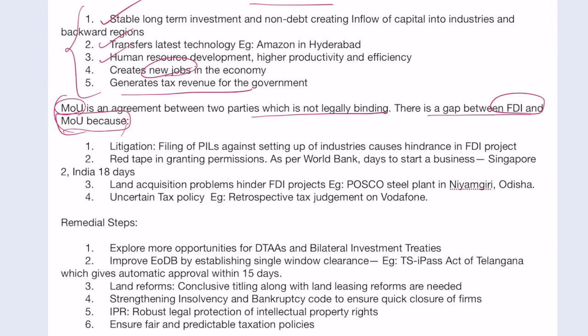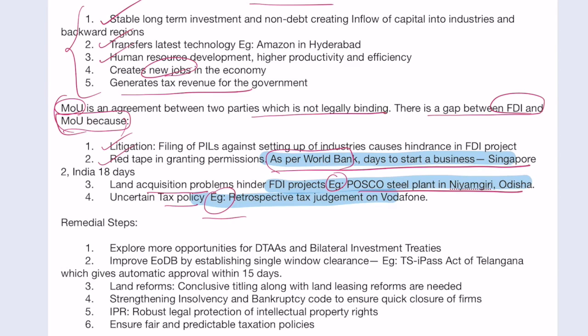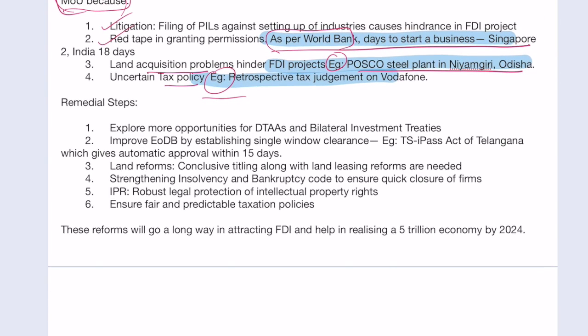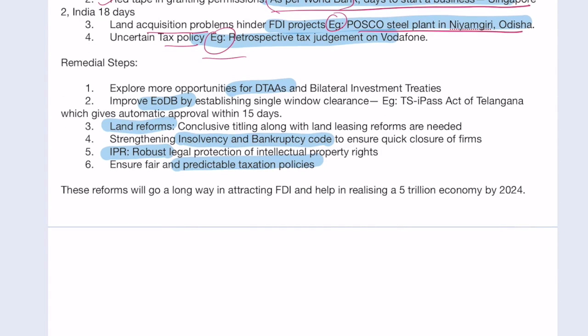So here we discuss various reasons such as litigation, red tape, along with particular statistics and World Bank reports, land acquisition problem, uncertain tax policies. So please keep a note of how we mention a lot of examples and reports to make your answer practical and relevant. And then we move on to the remedial steps that we should take, where we write about IPR policies, land reforms, DTAs, ease of doing business, certainty in taxation, insolvency and bankruptcy code, etc., etc., to make it broad and at the same time specific to the question that is asked.